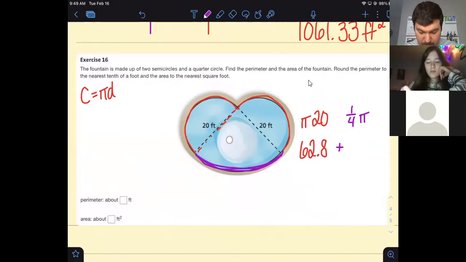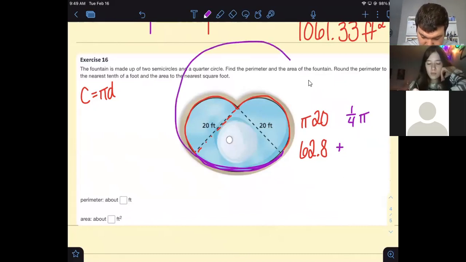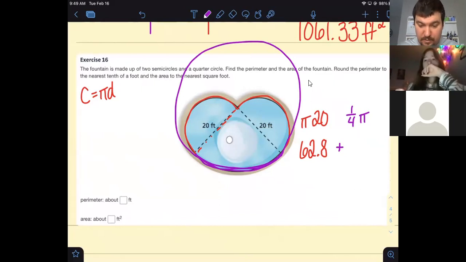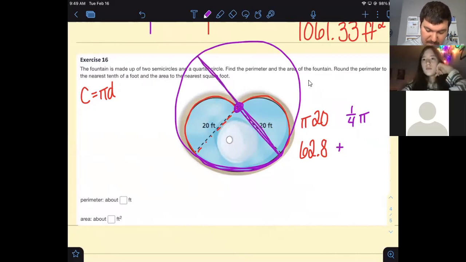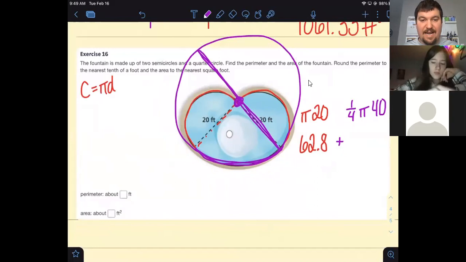Now here's the issue here. With my quarter circle that I drew, the 20 feet is no longer the diameter. The 20 feet is the diameter of the red semicircles, but 20 feet is not the diameter of the purple circle, it's the radius. And so if 20 feet is the radius of the purple circle, if I go all the way through it, that'd be another 20, and that would make its diameter 40. Okay, so it has a different diameter than what the semicircles do.